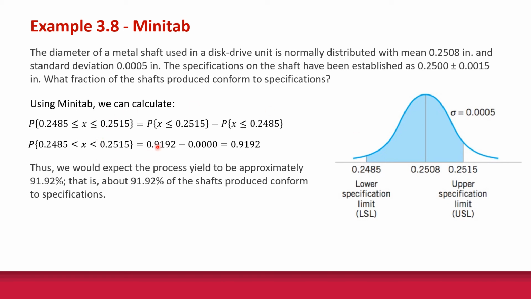If you do this in Minitab, just like we did before, if you calculate this one, you'll get 0.9192, and if you calculate this one, you'll get 0. I think it's out here in the fifth or sixth decimal place, but we're only going to keep 4 significant figures here, so it's 0. So our value is 0.9192, about 92%. Thus we expect the process yield to be approximately 91.92%. In other words, about 91.92% of the shafts produced will conform to specifications.